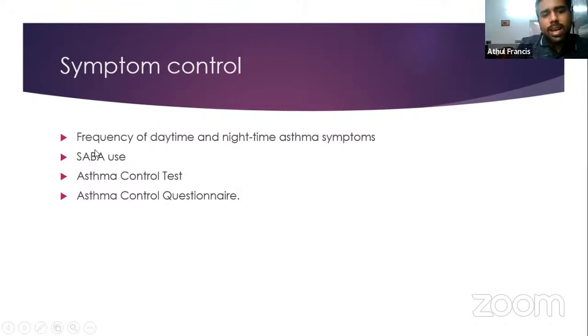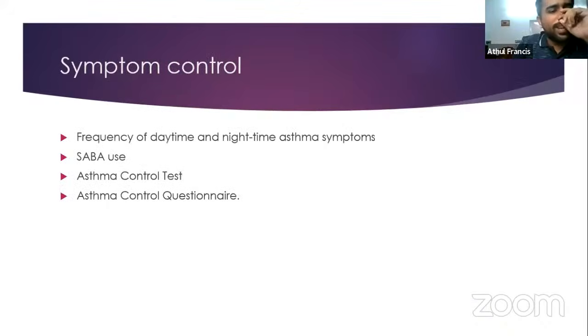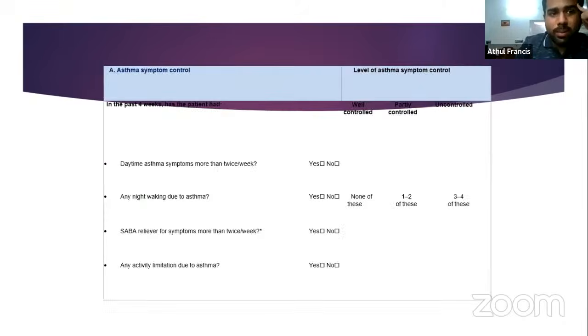Then there's something called the asthma control test and asthma control questionnaire. So all of these are more of a questionnaire type. It's more of asking the patient. There is no lab parameter which is necessary, or there's no spirometer which is necessary.